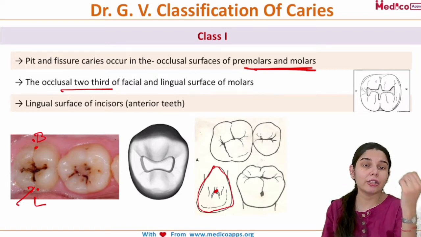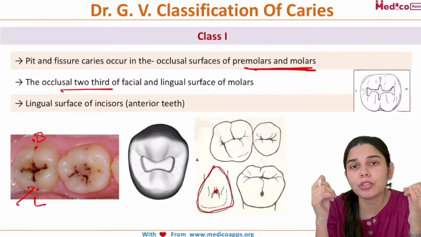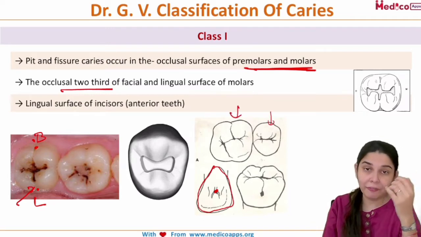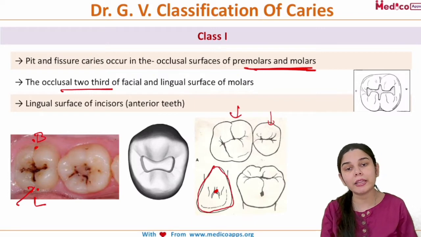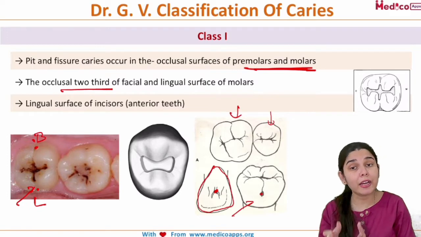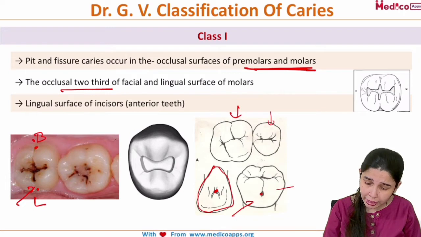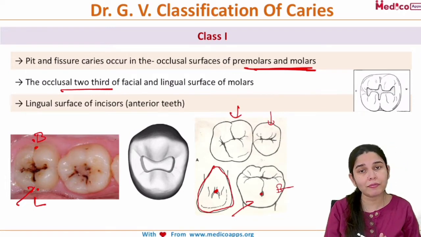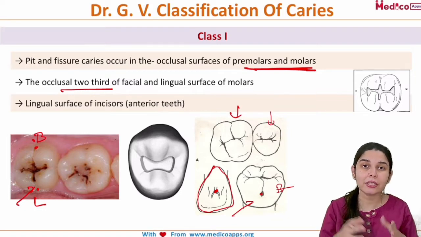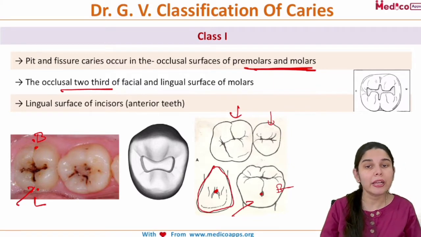So I hope you have understood that pit and fissure caries involves the occlusal surface of molars and premolars. These are the molars, these are the premolars. Then the facial and lingual surface, that is the buccal and the lingual surface of the molars. For example, this is a best figure where you can understand that this is a pit and fissure caries, present on the buccal surface or the lingual surface of the molar. And lastly, even the lingual surface of the incisors and the canines, the anterior teeth, are involved. All of those come under class 1 classification.